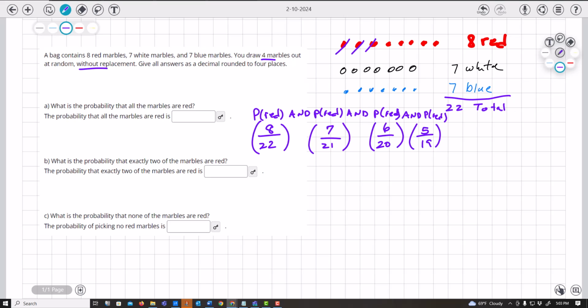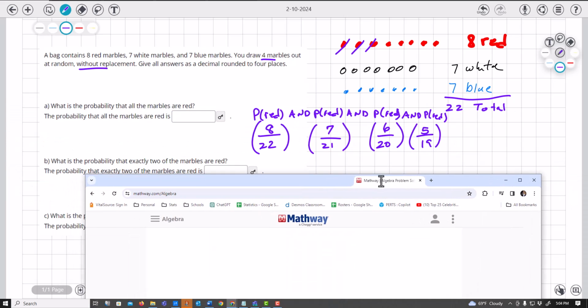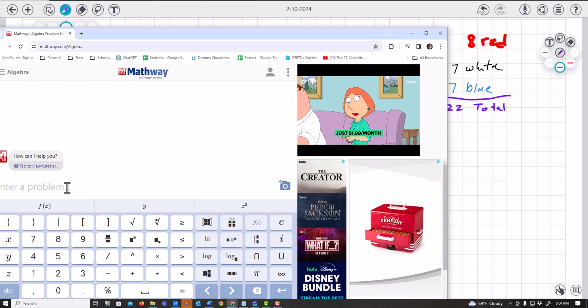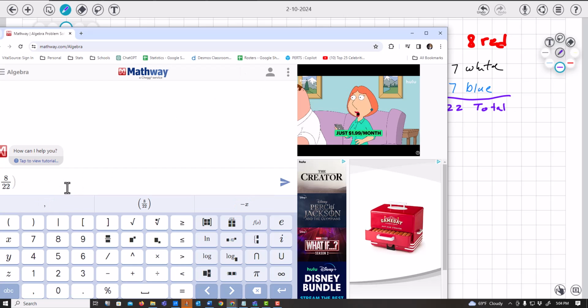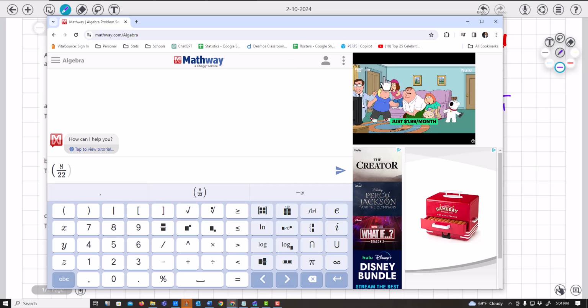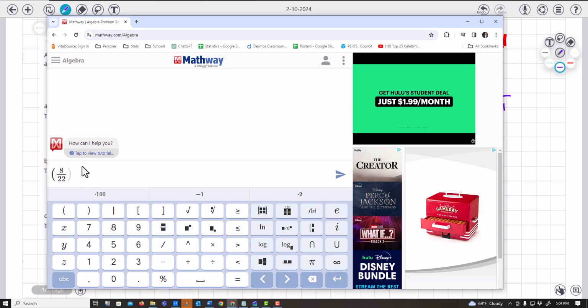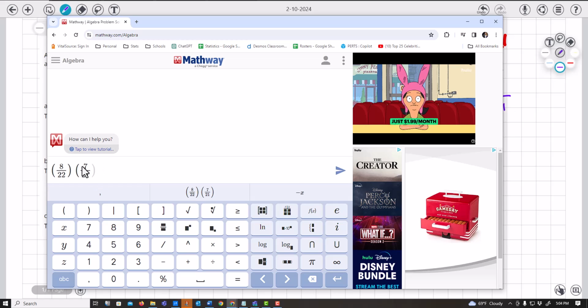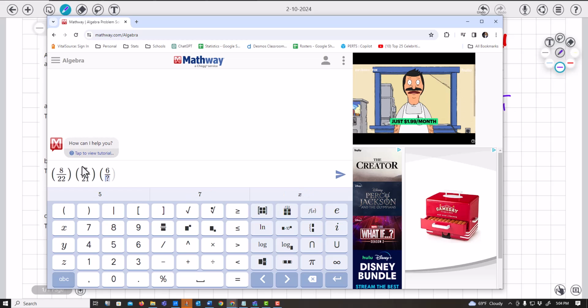And so I can find an online calculator real quick. Just find something that will work a little nice. I think I'll use Mathway. That's probably the easiest. So all I'm doing is multiplying these out. So I have 8 out of 22. I'll make it where I can see it. I have 7 out of 21. I have 6 out of 20.